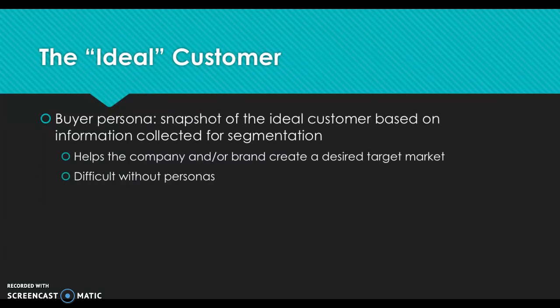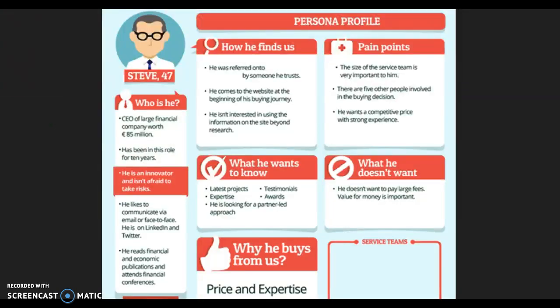So the ideal customer is also known as the buyer persona, and this is just a snapshot of who they are based on the information collected for segmentation. And this helps the company or brand really just create a desired target market, and this is hard to do without personas. So this is an example of what a buyer persona would look like.